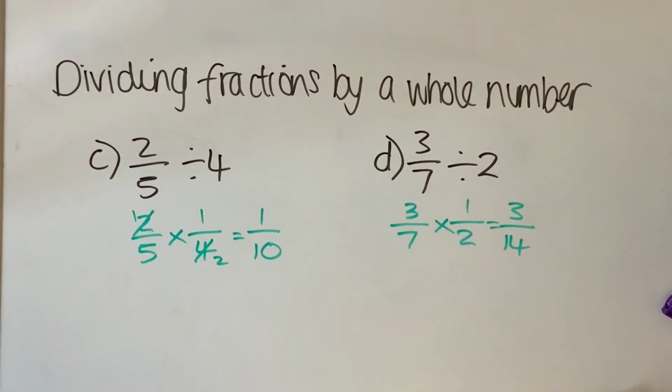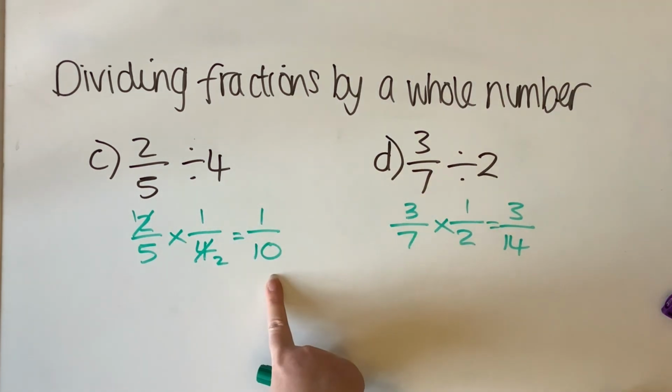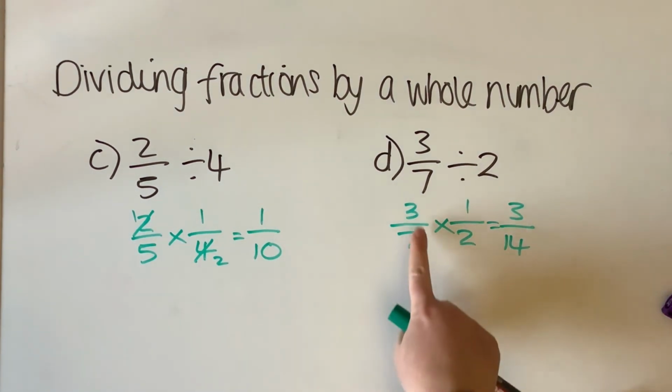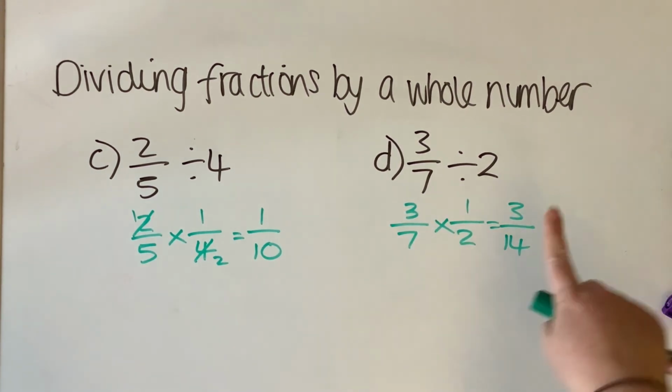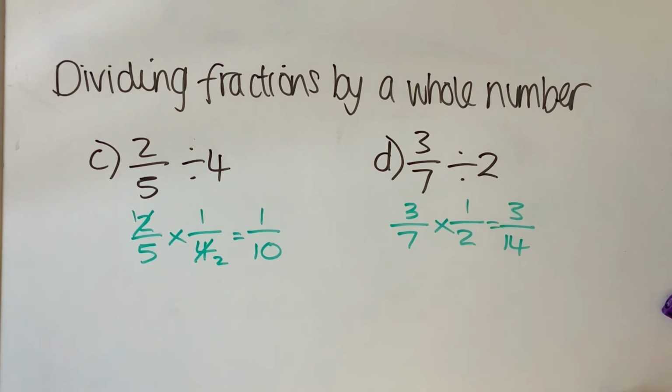And here are the answers for C and D, which hopefully you've had a go at. C, the answer was 1/10, and then D, we couldn't cancel it at this stage, but the answer is 3/14, and once again we cannot simplify that, so that is the answer.